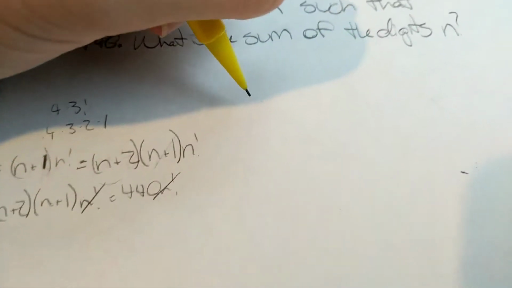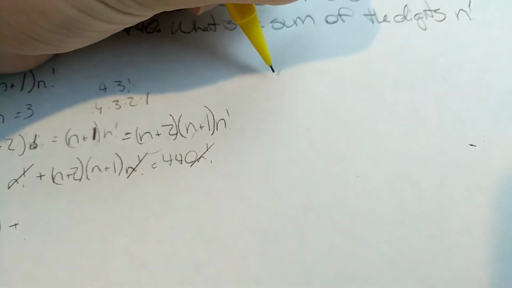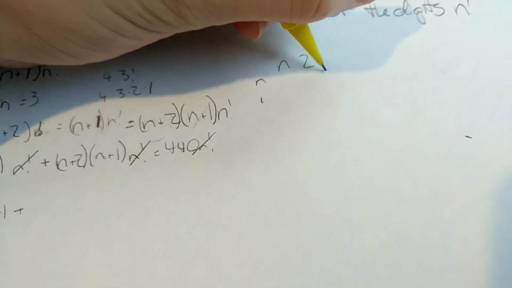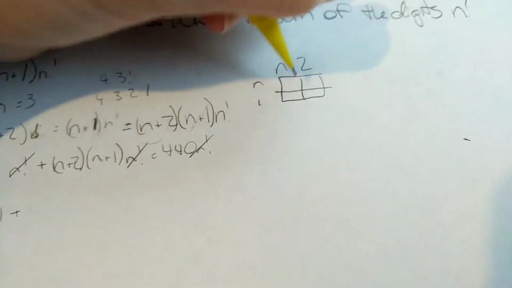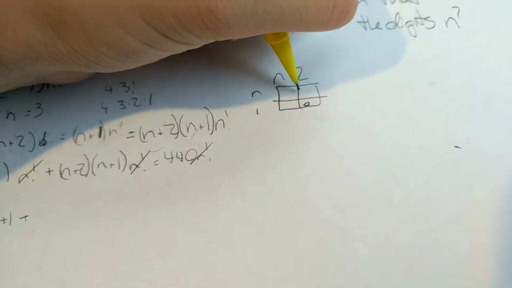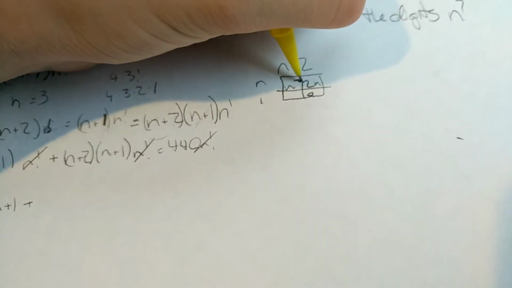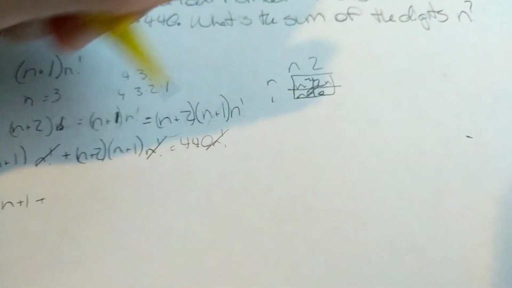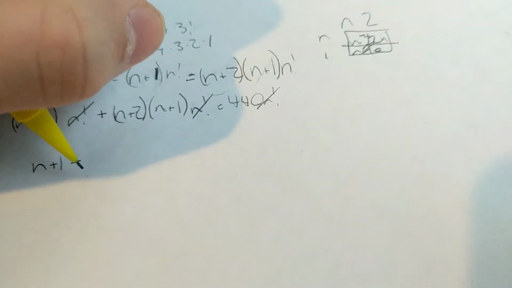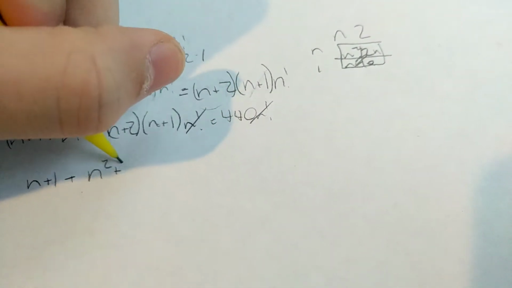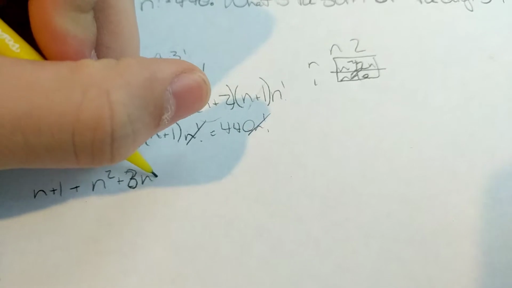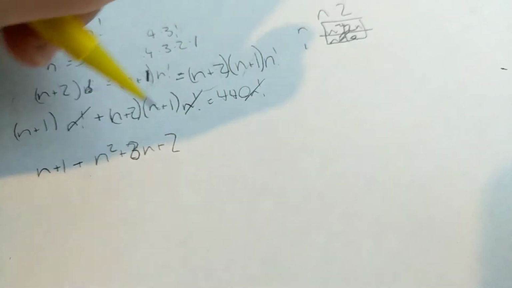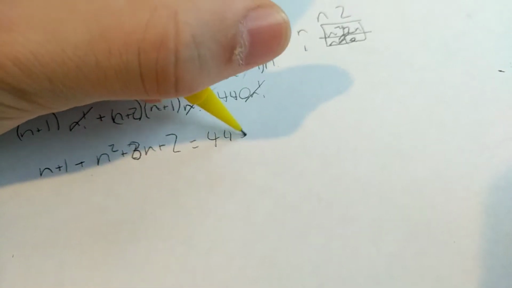When I do this, I know that people like to use FOIL or whatever, but I just draw a Punnett square. I find it really nice and easy. I just fill it out like you normally would. And then of course you add up all the like terms, which is going to be the diagonal ones in this case. So I get n squared plus 3n plus 2. And now this is equal to 440.